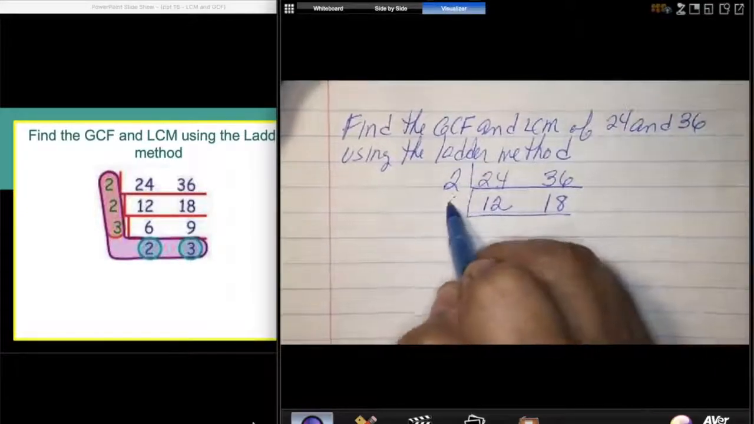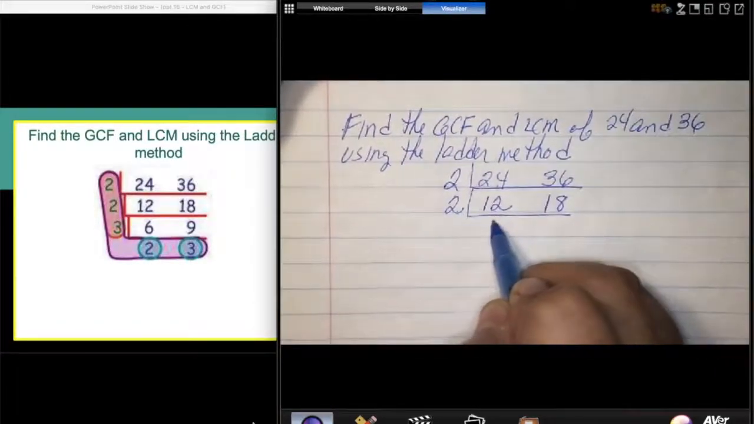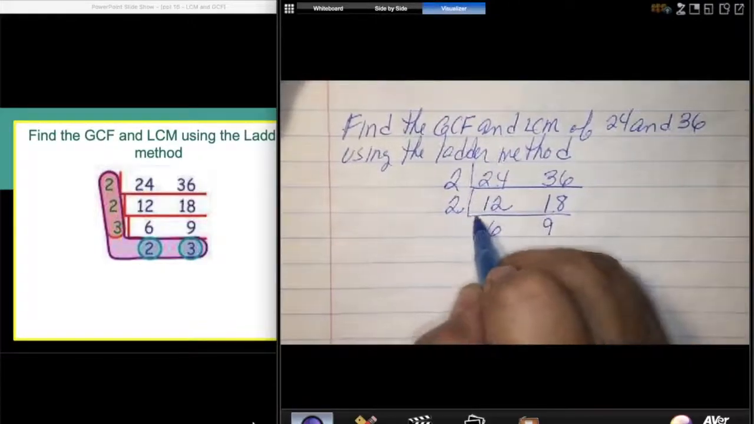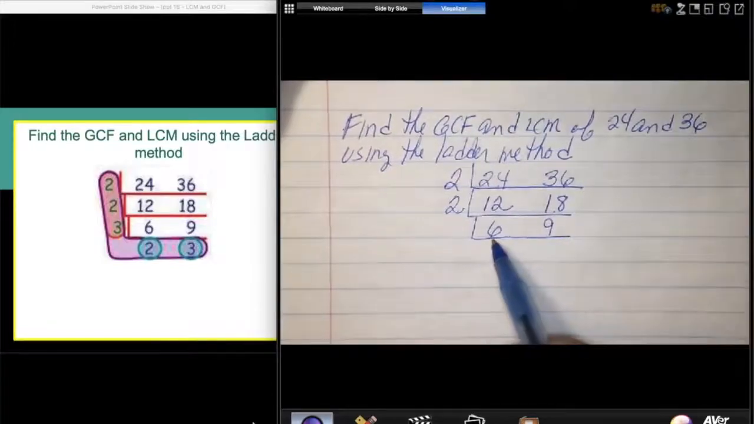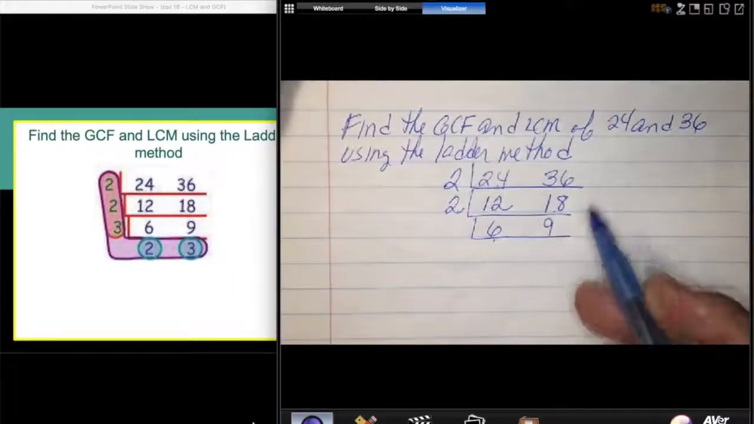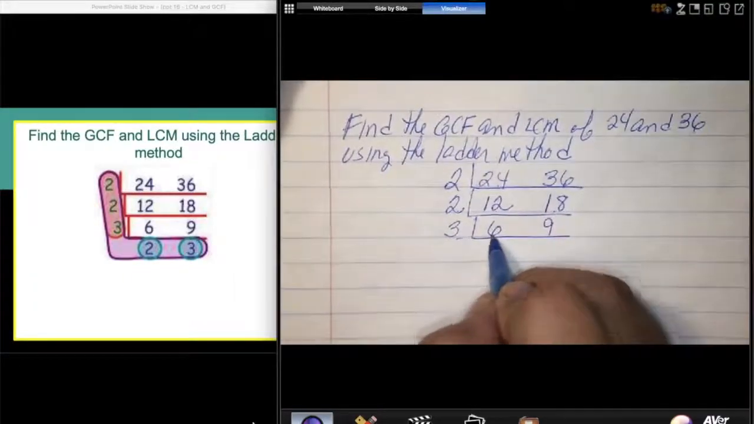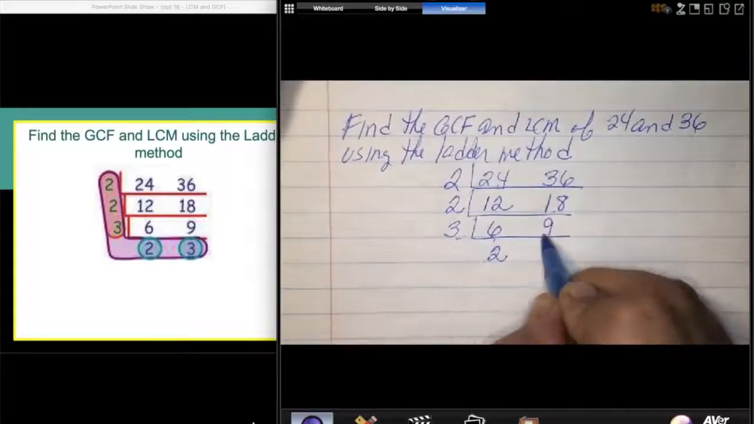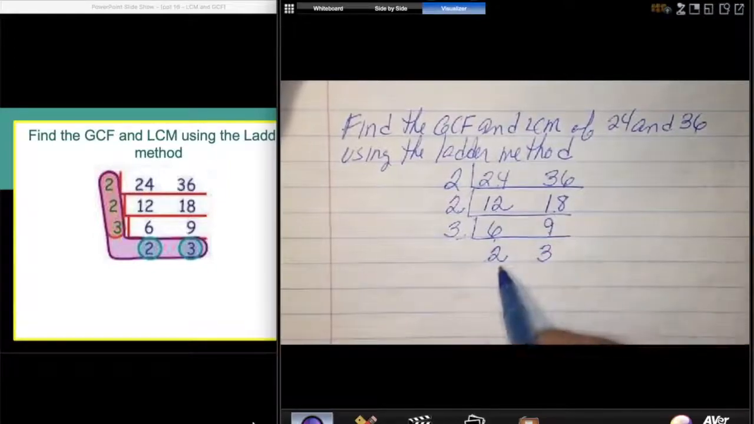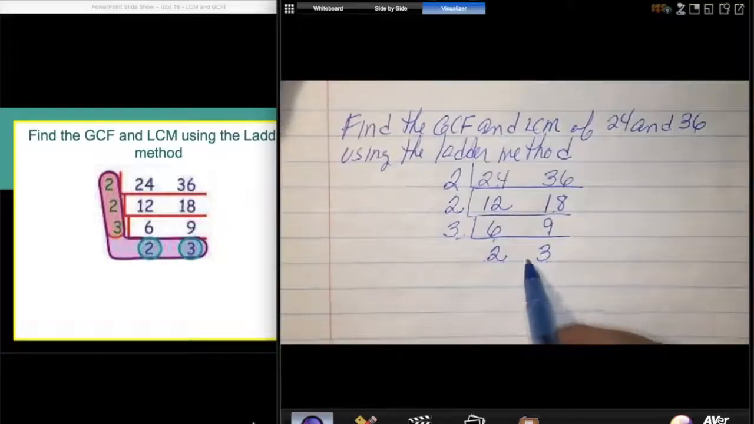I'm going to continue dividing by 2. 2 divides into 12 6 times. 2 divides into 18 9 times. I'm going to continue dividing. 6 divides by 2, but 9 doesn't. So I'm going to switch over to 3. Because 3 goes into 6 2 times. And 3 goes into 9 3 times. Now notice that I'm done because 2 and 3 are both prime numbers.